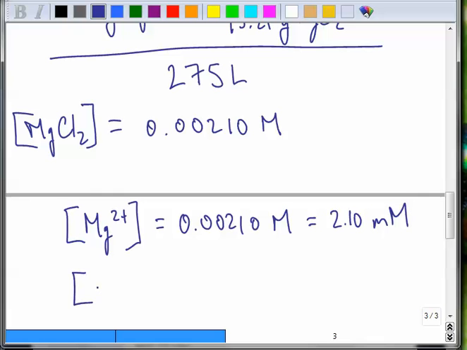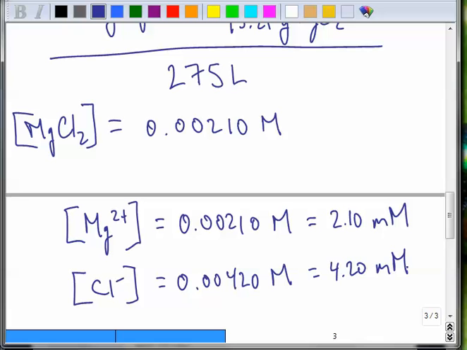The concentration of chloride, though, because we have 2 moles of chloride for every 1 mole of magnesium chloride, is going to be twice that. For every 1 mole of magnesium chloride, we get 2 moles of chloride. So it's going to be 0.00420 molar chloride, or 4.2 millimolar chloride.